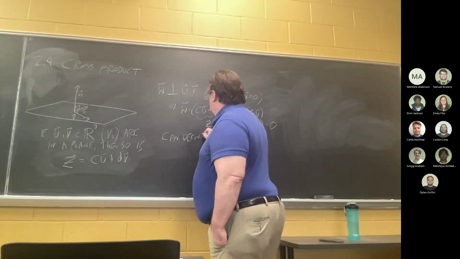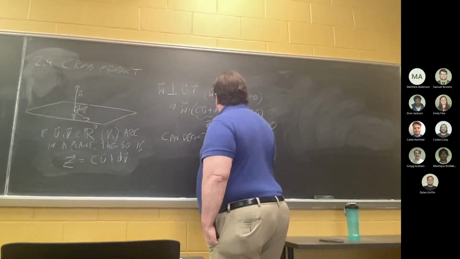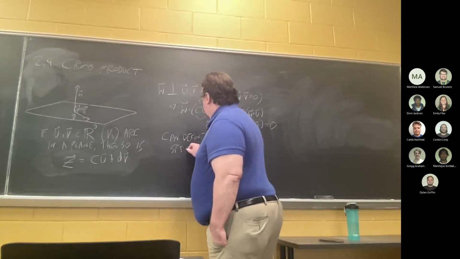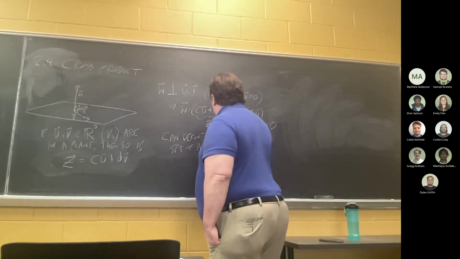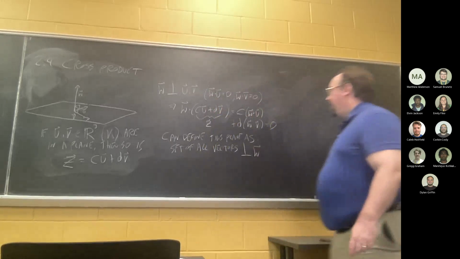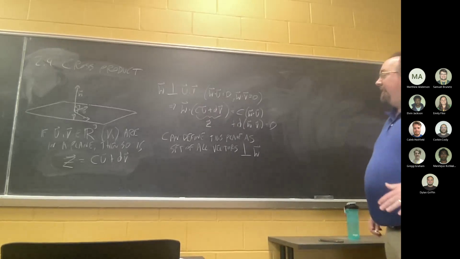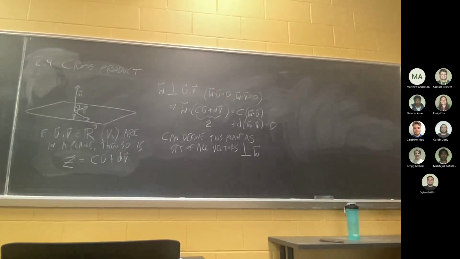So what we can do is define this plane instead as all vectors that are orthogonal to this vector W. But also passing through a particular point, which we're not going to deal with today.